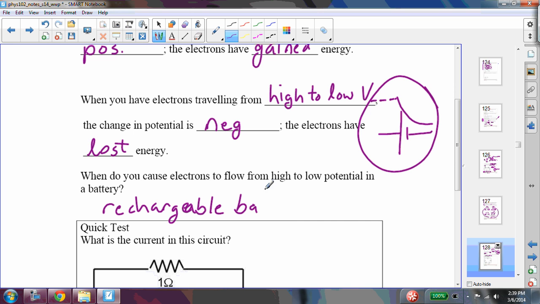Rechargeable batteries. And rechargeable batteries, these convert electrical energy to chemical energy.